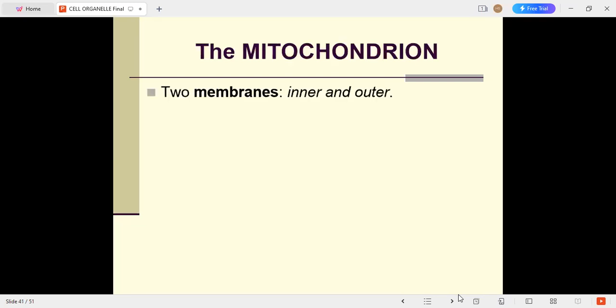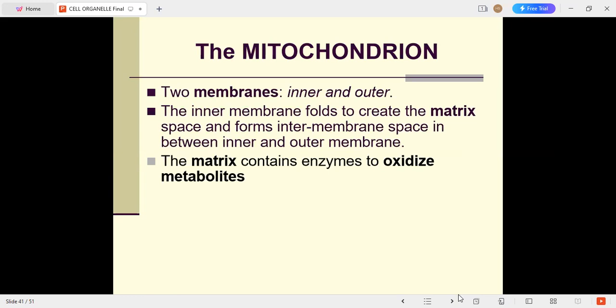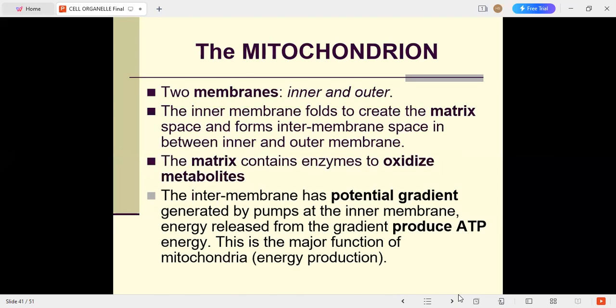The next organelle is the mitochondria, which is the energy-making organelle of a cell. There are two membranes, or you can say it is a double membranous structure. There is an inner membrane and an outer membrane. The inner membrane folds to create the matrix space and forms the intermembrane space in between the inner and outer membrane. The matrix contains enzymes to oxidize the metabolites. This is the main cellular organelle where cellular respiration takes place.